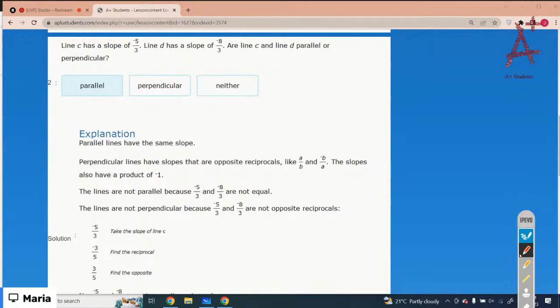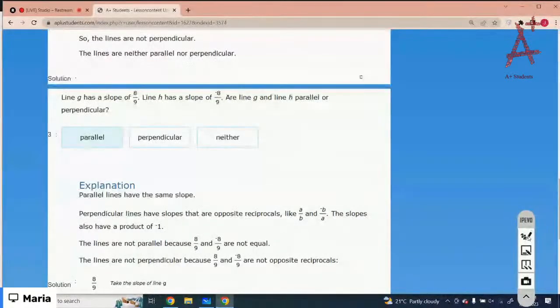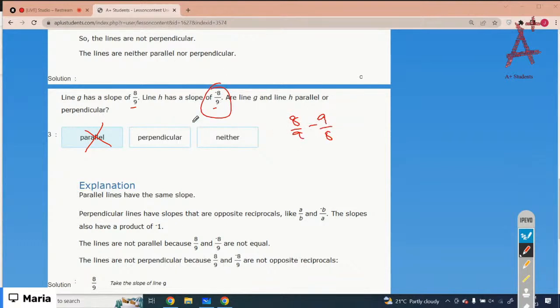Okay, let's do another example. Line G has a slope 8 over 9 and line H has a slope negative 8 over 9. Are lines G and H parallel or perpendicular? The slopes are not the same. One of them is 8 over 9 and one of them is negative 8 over 9. They are not parallel. They have different slopes. Let's see the reciprocal of 8 over 9. The reciprocal of 8 over 9 is negative 9 over 8. But this is negative 8 over 9. They are not perpendicular. That means neither parallel nor perpendicular.